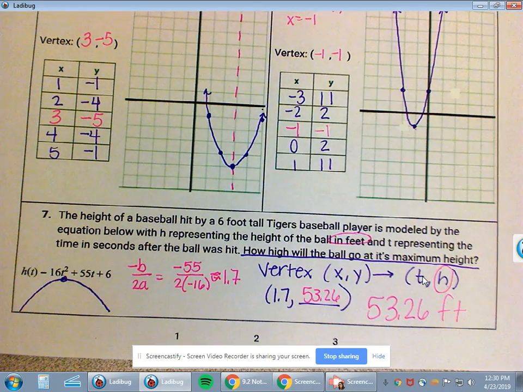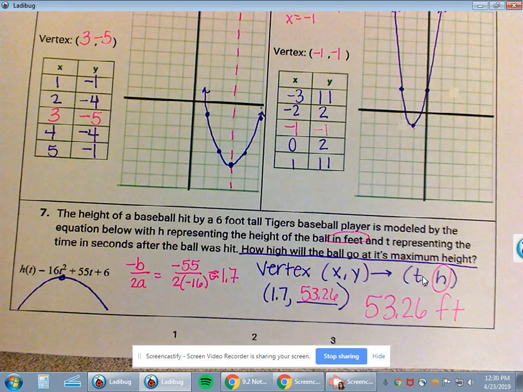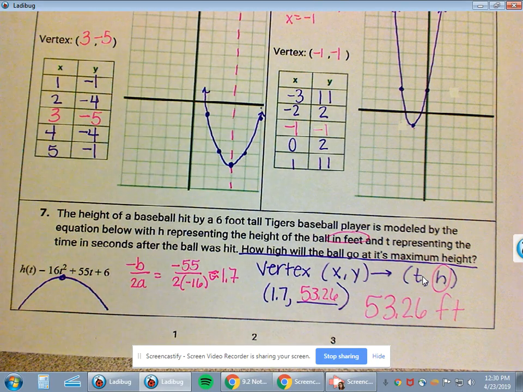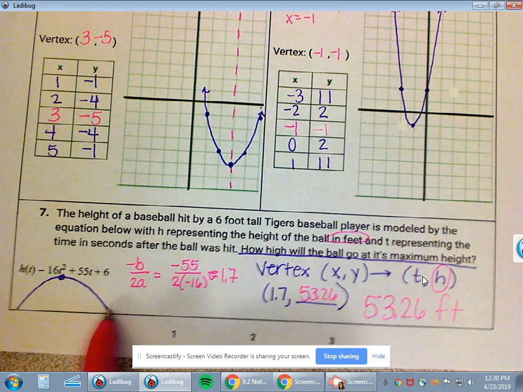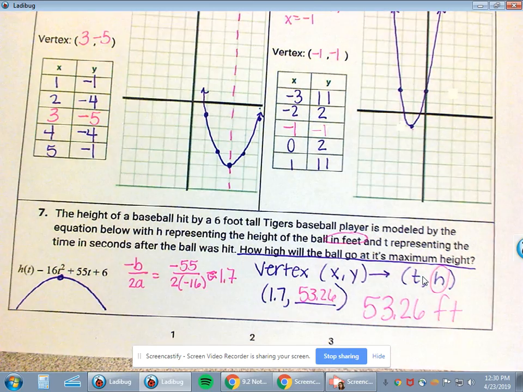And reasonably, that makes sense. The height of a basketball hoop is 10 feet up. So 5 basketball hoops in the air is how high this went. And that's pretty realistic for a baseball hit. This is probably a pop fly to center. Later, we will look at different types of questions that model baseball really well, where we look at maybe where did it land or how long did it take to land. Those are other questions we'll be able to answer eventually.